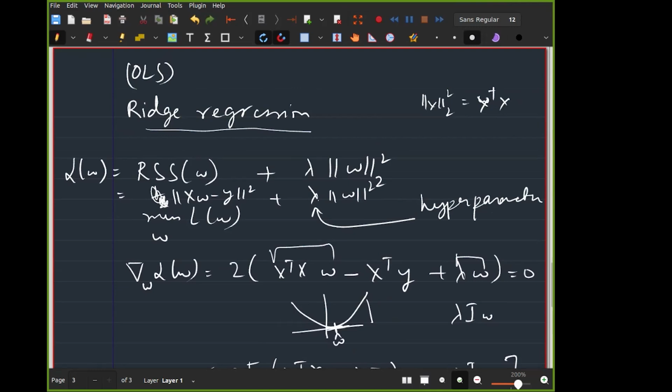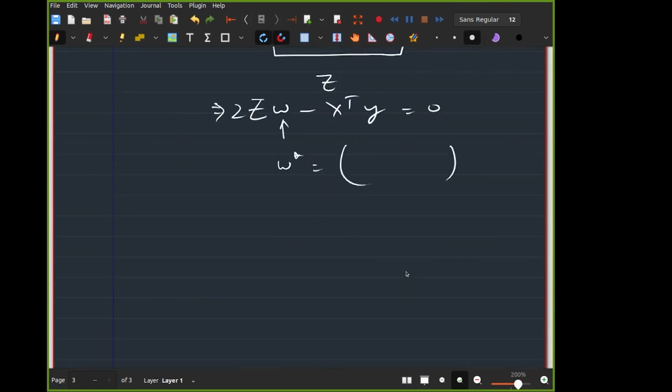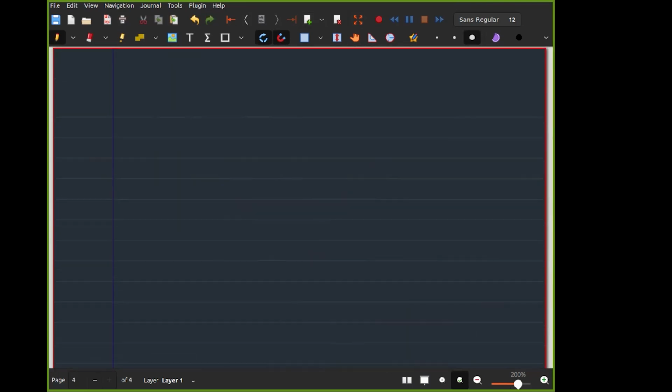But once you know your best lambda, you take all your training data, you optimize your loss function, and you find your best parameters. So that's the idea. So this is your ridge regression. And now the next category of regression is called lasso regression.